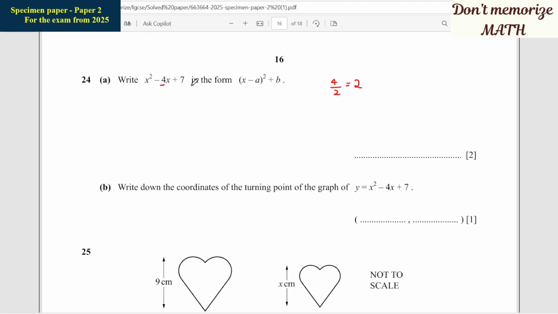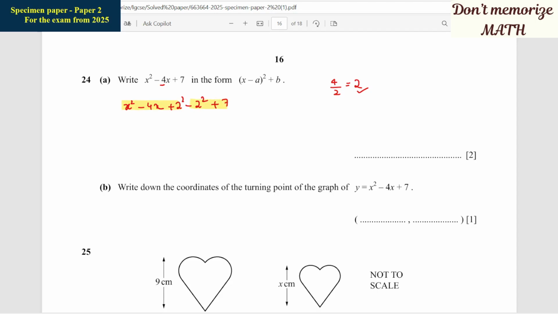Okay, now write the same thing, x square minus 4x plus 7. Okay, I put a gap here. In this gap, whatever number you got here, add the square of that and subtract the square. Okay, add and subtract the square of the number you got here. Then divide this one into the first 3 terms and last 2 terms. So x square minus 4x plus 2 square, that is an expansion of x minus 2 whole square. So if you are expanding x minus 2 whole square, you will get the same.